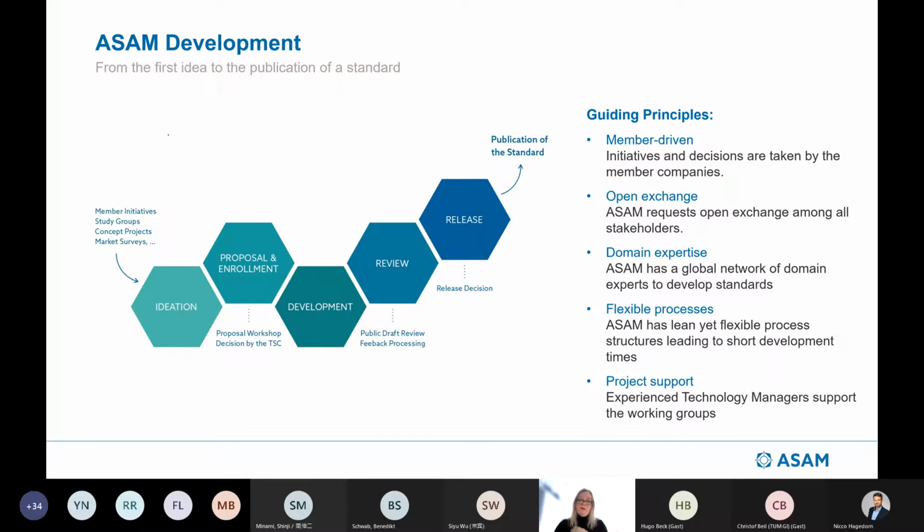And project support, that's also important. The project support is provided by ASAM with our technology managers. In this case, for example, Nico is in charge of OpenDRIVE, and once a work group is established, he will support that group. But we also provide the projects with budgets for service providers, a certain amount of budget. So that's also an advantage of ASAM.